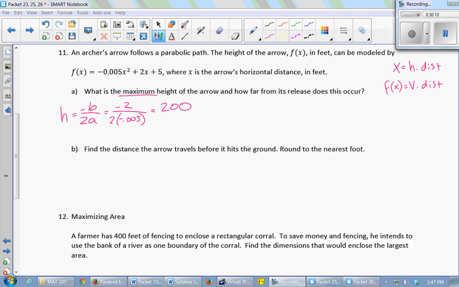So 200 feet horizontally. Once the arrow has traveled 200 feet horizontally, it's at its maximum height. To figure out what that maximum height is, plug 200 into the original function. That'll give you the y-coordinate when the x-coordinate is 200. So who's done it? 205. Okay, so this is your max height, 205 feet. And 200 is the horizontal distance the arrow has traveled when it hits that maximum height.